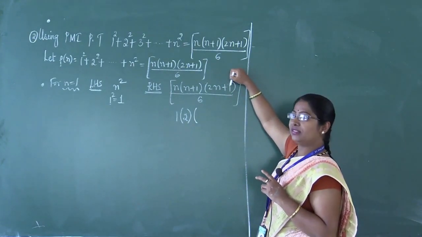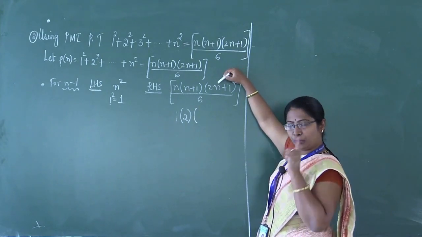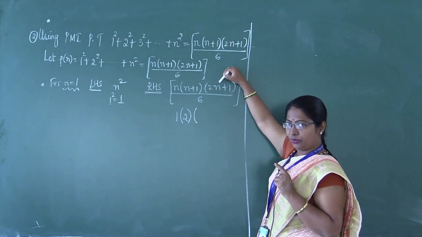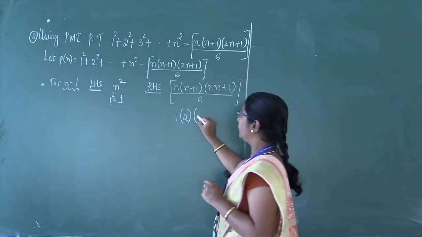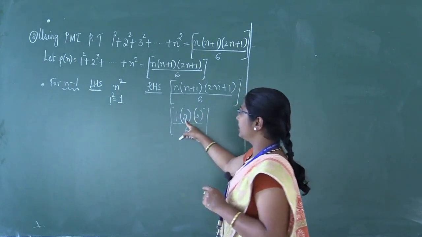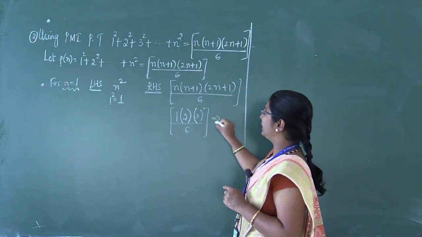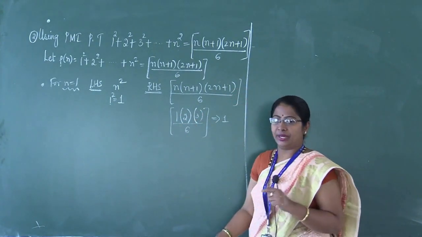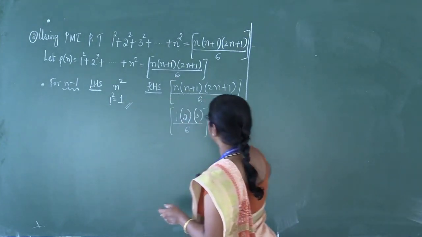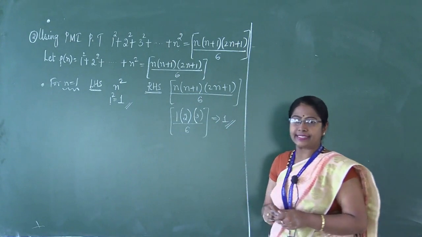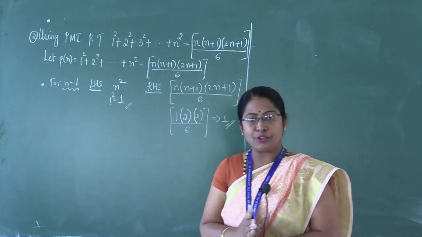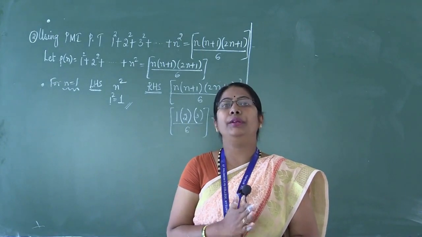2 plus 1, 3. In place of n, you will assume the value of n to be 1. So, 2 1s are 2. 2 plus 1 will be 3. Complete thing divided by 6. 3 2s are 6, 6 1s are 6, will cancel out and this will sum up to 1. So, observe, can I say LHS is equal to RHS here? Yes. Therefore, the given statement is true for n equal to 1.